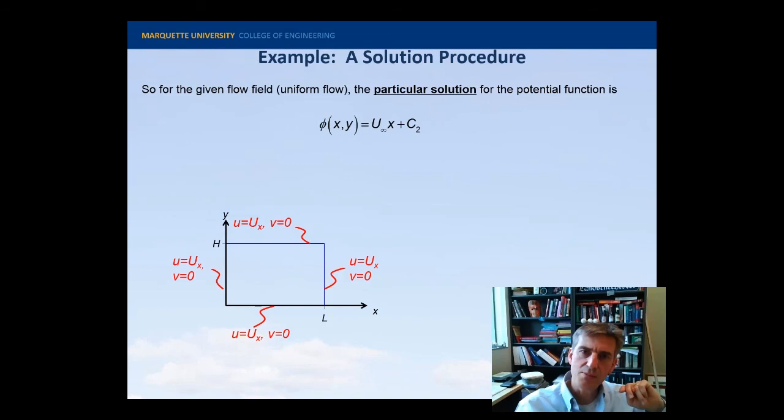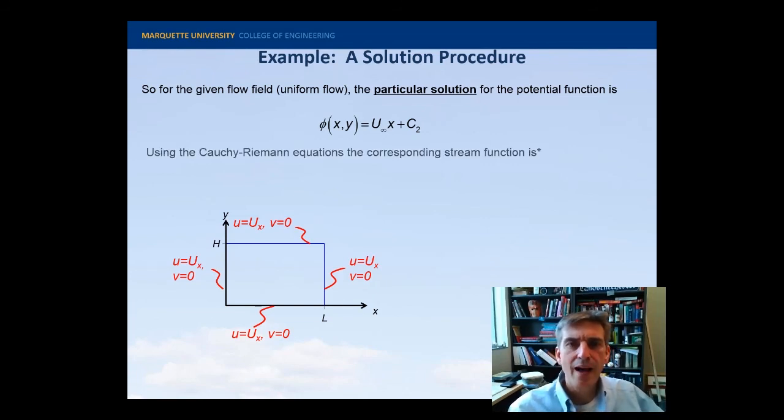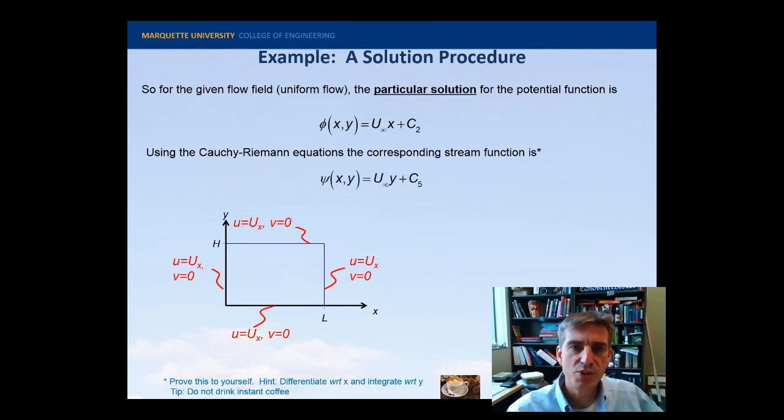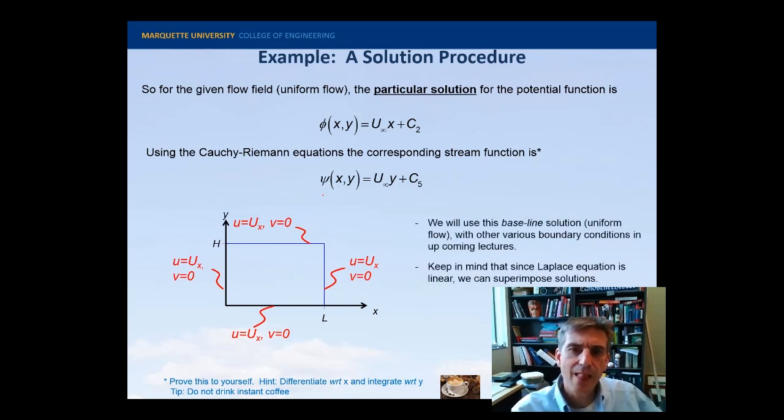So we have one arbitrary constant, basically c2. So the solution in terms of phi is that the flow is linear with respect to x, and there's a constant of integration. I can use the Cauchy-Riemann equations to cast this in terms of the stream function, and I will leave it to you to do this. It's quite easy. So I would give that a one bean sort of difficulty with a helpful tip there. All right. Let's see. Did I leave anything out?